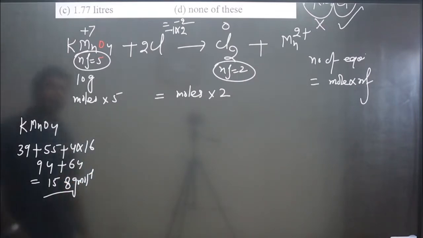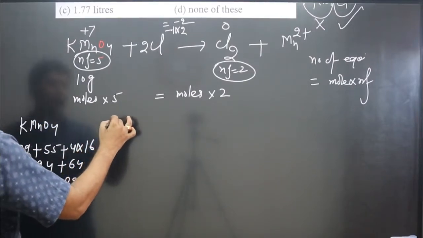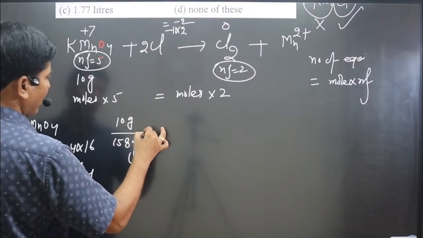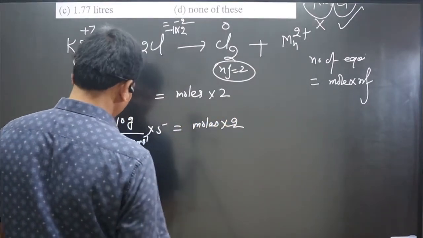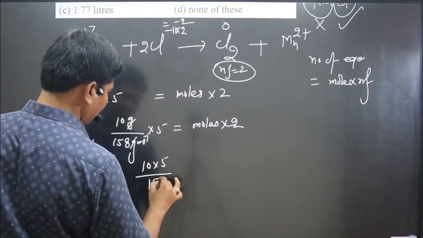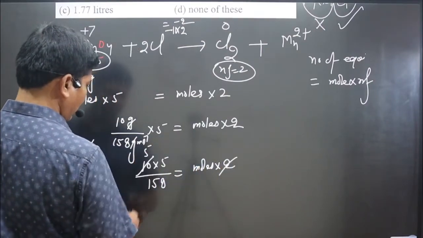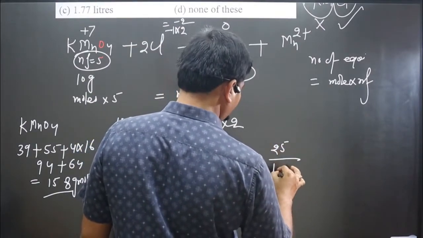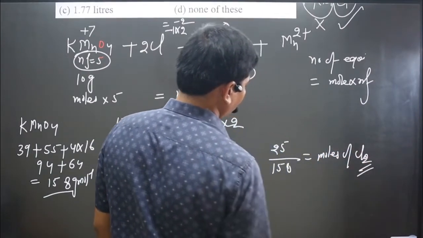The mass of the KMnO4 is already given as 10 gram. Moles is equal to mass divided by molar mass, so 10 gram divided by 158 gram per mole, multiplied by the n factor value 5, is equal to moles of Cl2 gas multiplied by 2. Gram will cancel, mole will go up. Then we get 10 multiplied by 5 divided by 158 is equal to moles multiplied by 2. If we simplify, we get 25 divided by 158 is equal to the moles of Cl2.